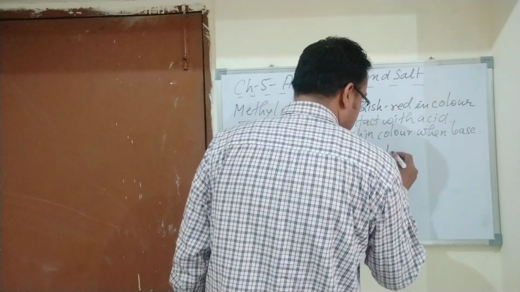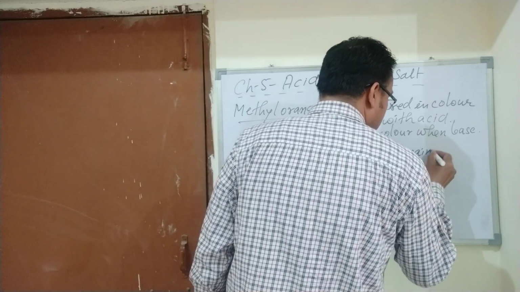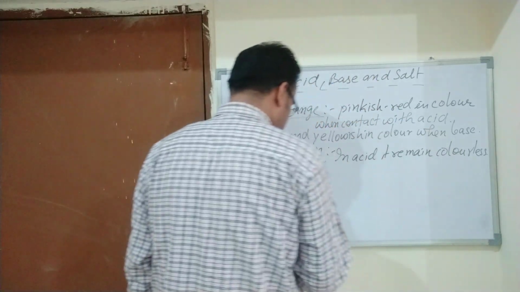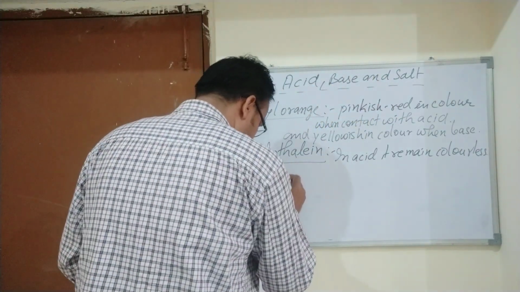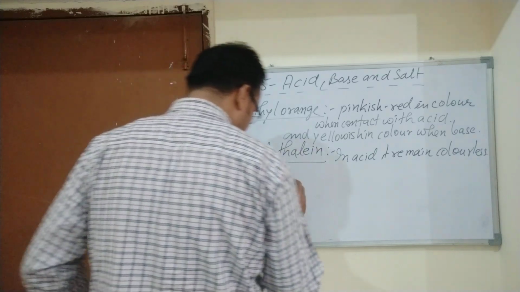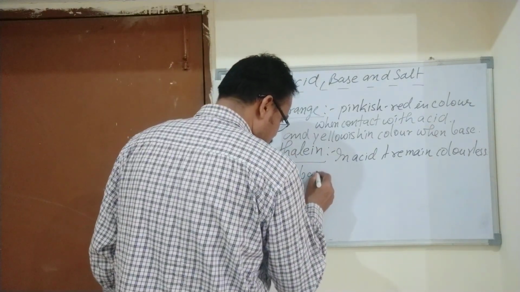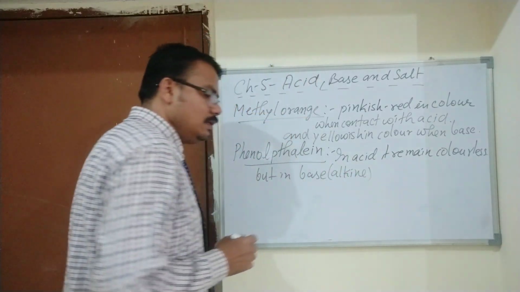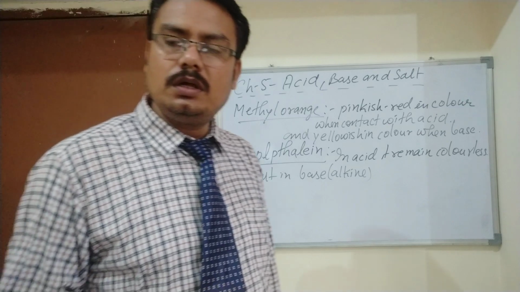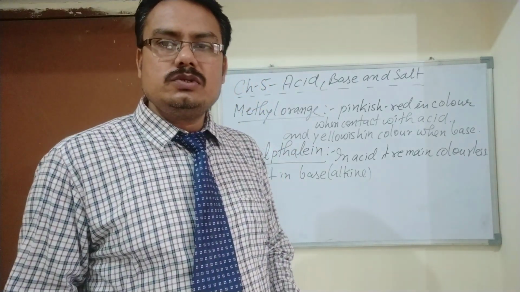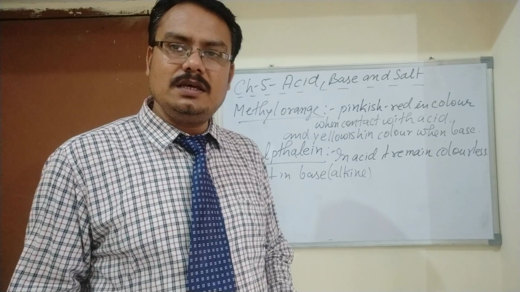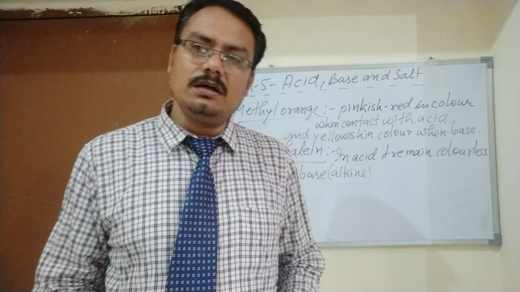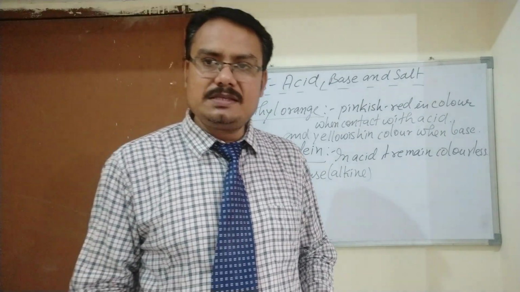In acid it remains colorless, but in base, like alkaline type of base. Alkaline means a base that dissolves in water is called alkaline. So if it is put in such a base, it turns pink in color, and the pink color proves that it is basic in nature.